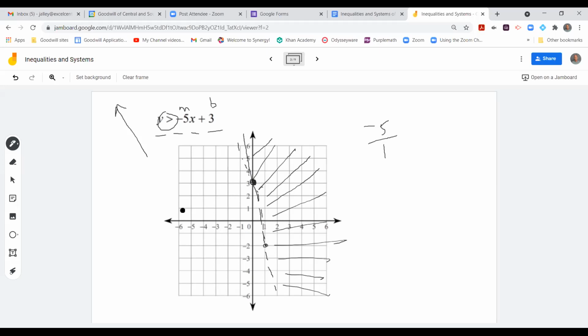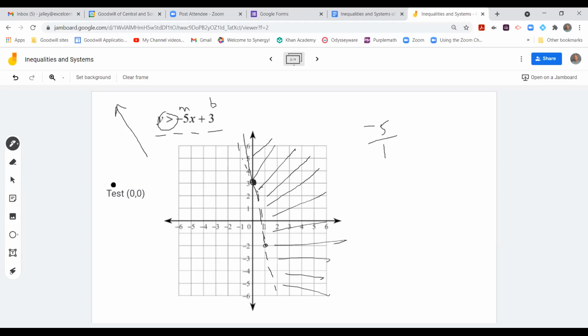So how do you know for certain if you've got the shading in the right area? We're going to test. Test 0, 0. I like to use 0, 0 anytime I can. So 0, 0 on the way I've graphed it is not in the shaded area. So it should not be a solution.